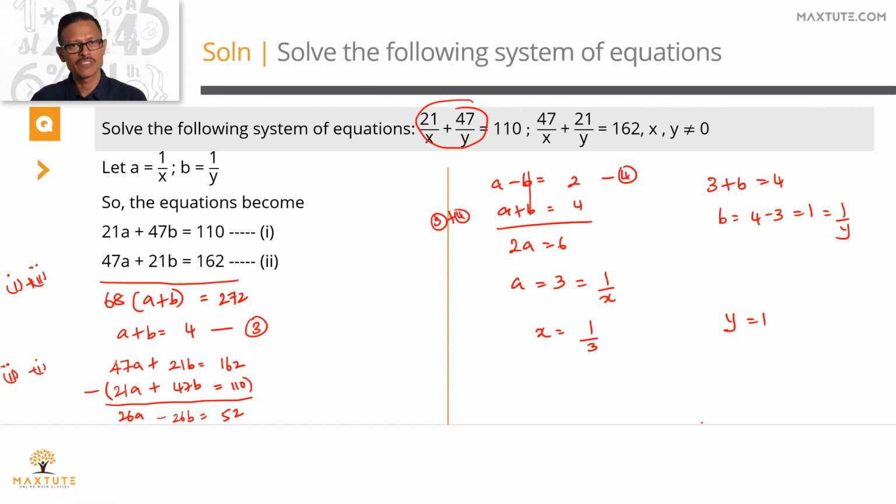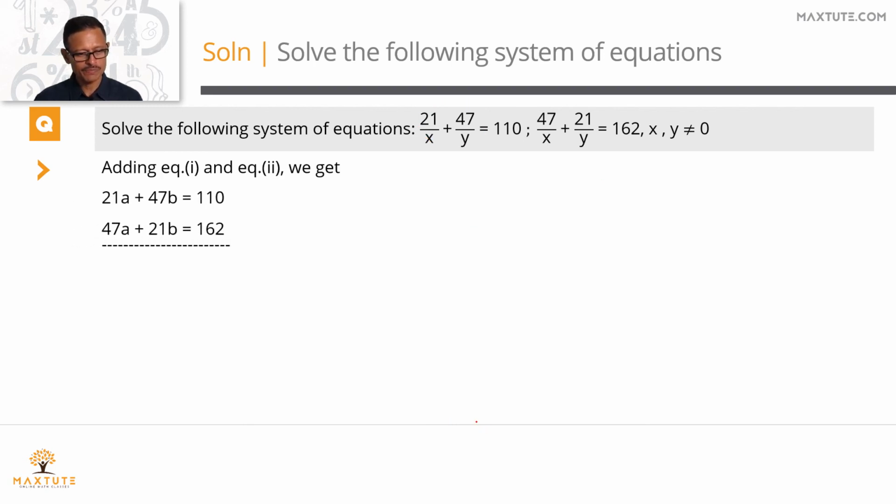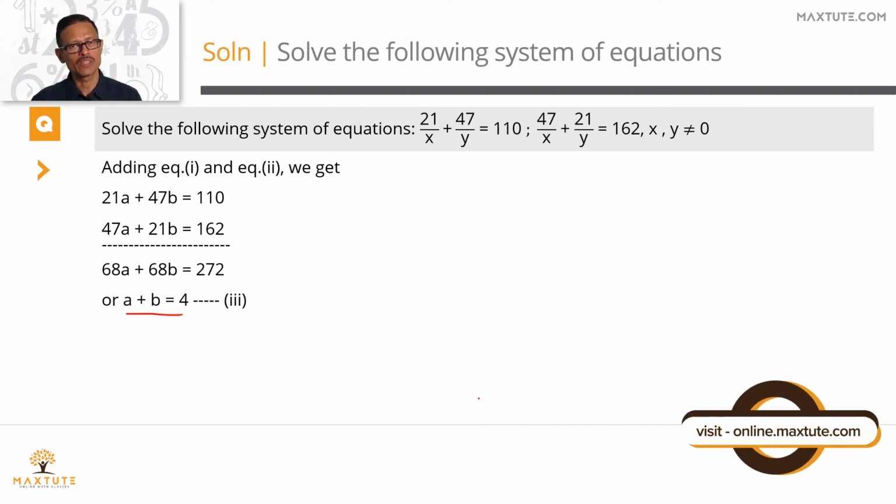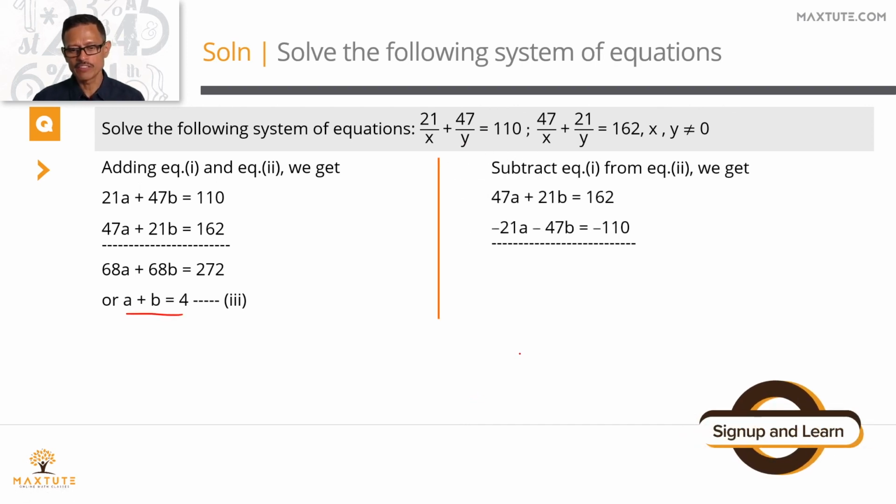So this system of equations given to us, which we reduced to a pair of linear equations in two variables in this format, solve it and find the answer. Quickly summarize it in a printed form. We're going to add these two equations. When we add the two equations, we get equation 3, which is a plus b equals 4. We're going to subtract equation 1 from equation 2. That will result in a minus b being equal to 2.